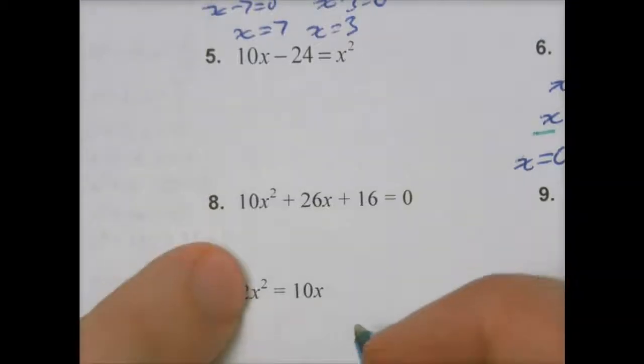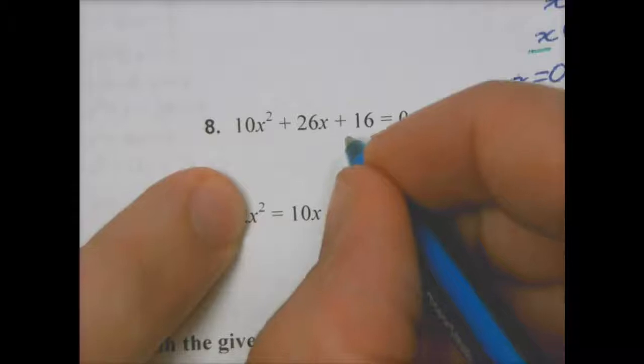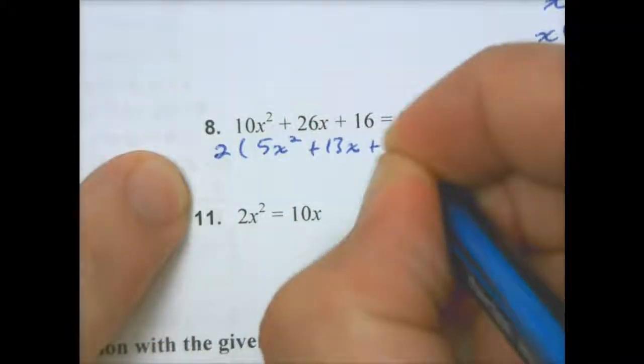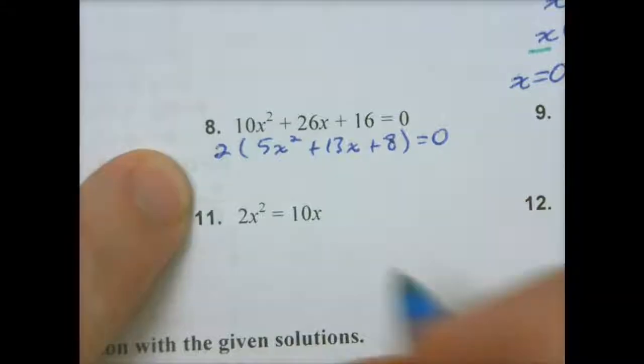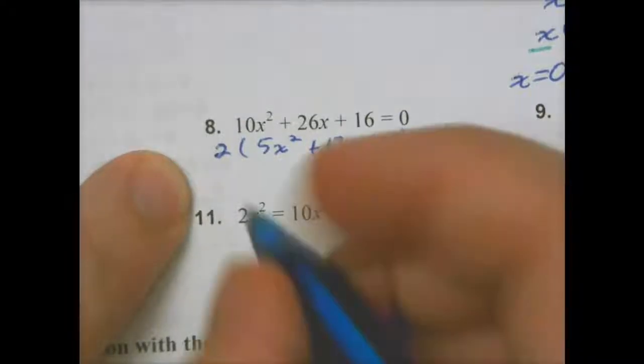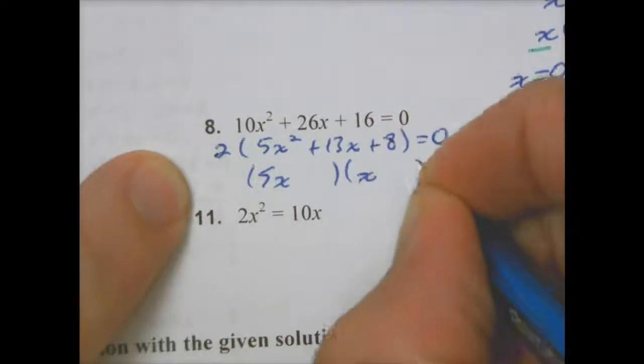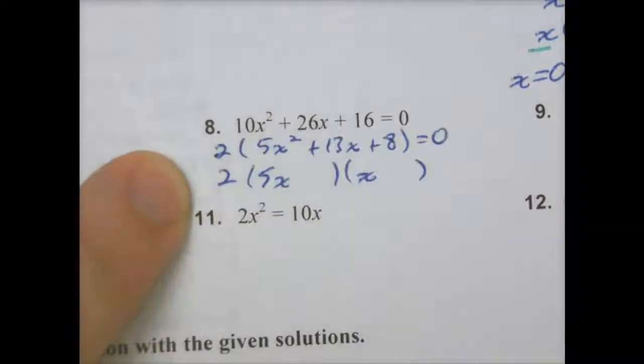Looking at number 8, we can divide everything by 2 first. So we have 5x squared plus 13x plus 8 equals 0. Now we're going to have to factor this inside part. Well, probably going to have a 5 and an x. Still have that 2 on the outside.